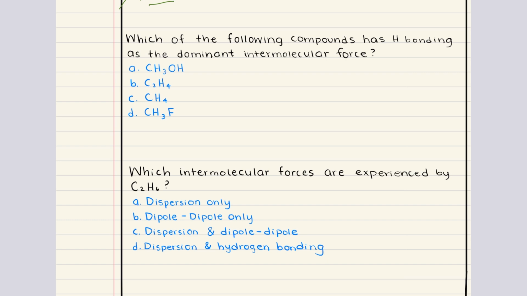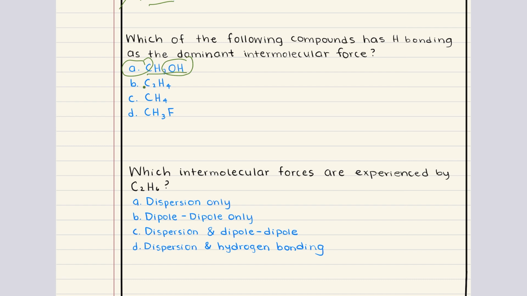Let's examine each choice. Our first one here is methanol. It exhibits hydrogen bonding, and that is because it contains an oxygen-hydrogen bond. And that means hydrogen bonding is the dominant intermolecular force here. The oxygen has a lone pair that can form hydrogen bonds with hydrogens from neighboring methanol molecules. This is in fact the correct answer. Let's work through the other options as well.